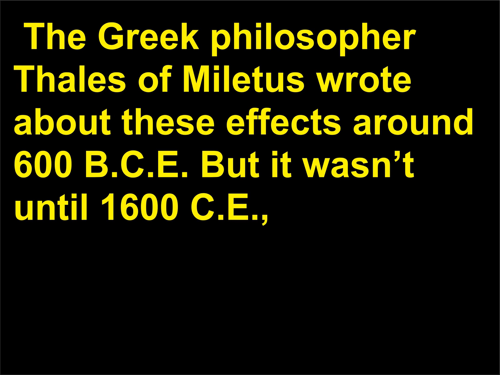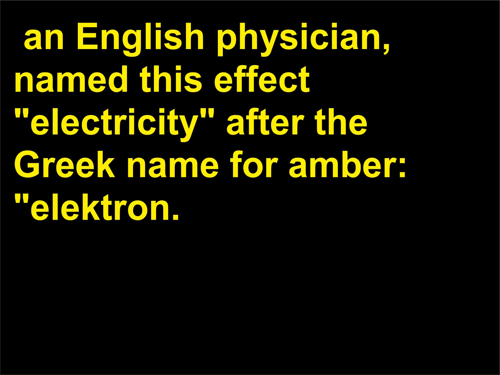The Greek philosopher Thales of Miletus wrote about these effects around 600 BCE. But it wasn't until 1600 CE, some 2,200 years later, that William Gilbert (1544 to 1603), an English physician, named this effect electricity after the Greek name for amber, electron.